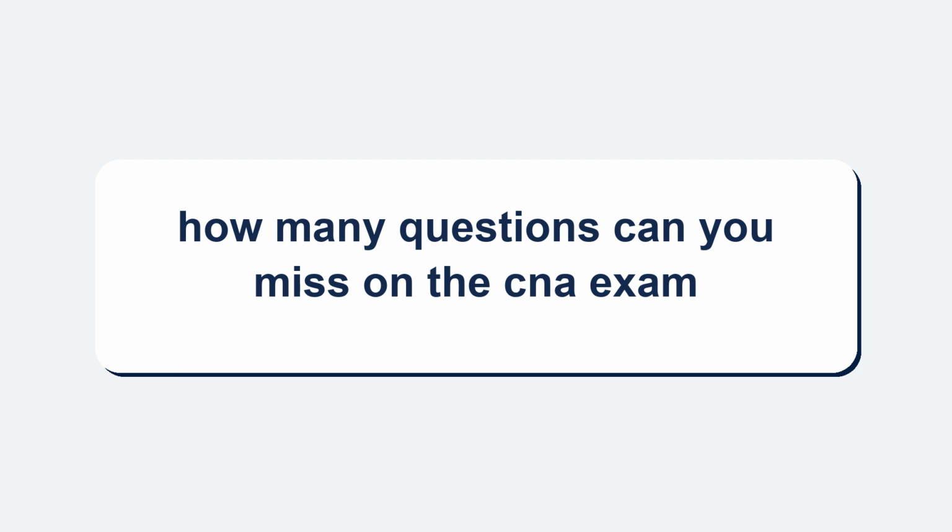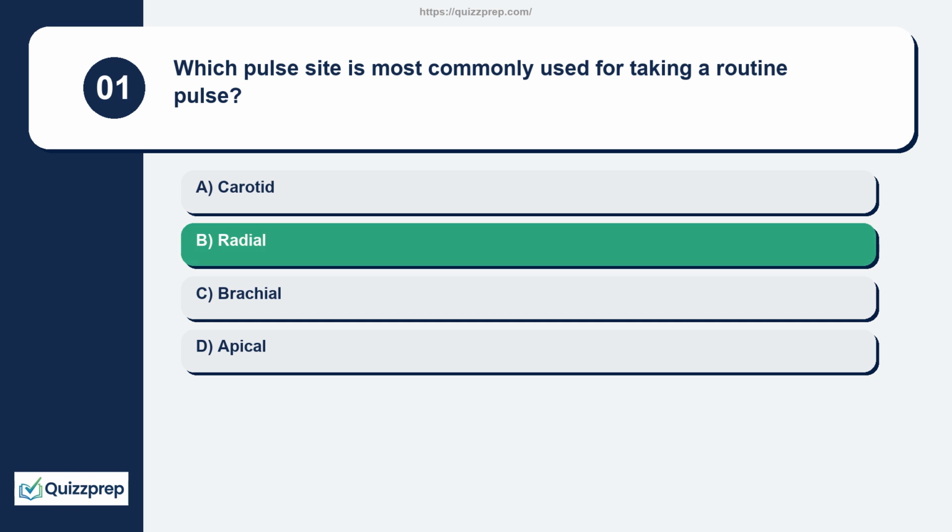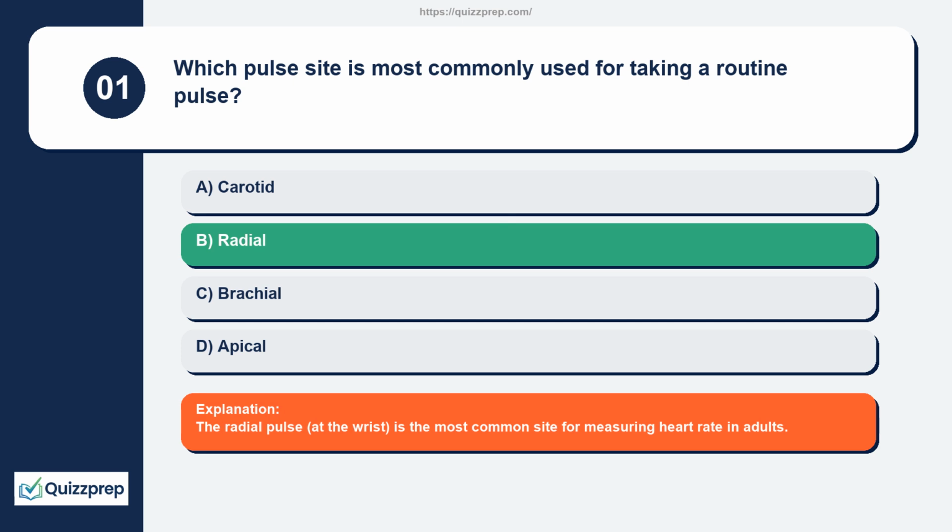How many questions can you miss on the CNA exam? Question 1. Which pulse site is most commonly used for taking a routine pulse? Carotid, radial, brachial, apical. The radial pulse, at the wrist, is the most common site for measuring heart rate in adults.